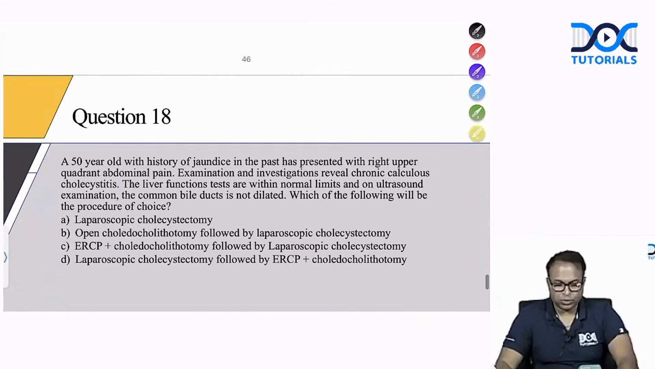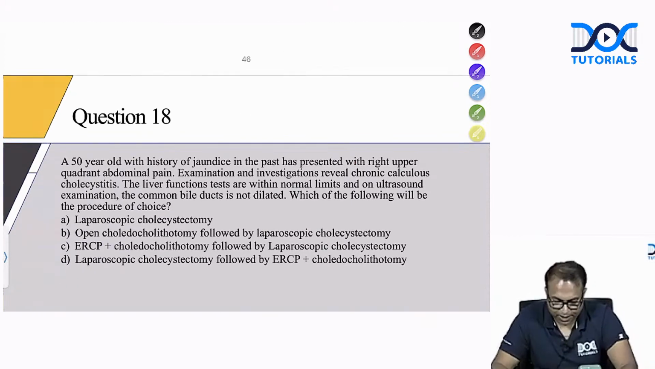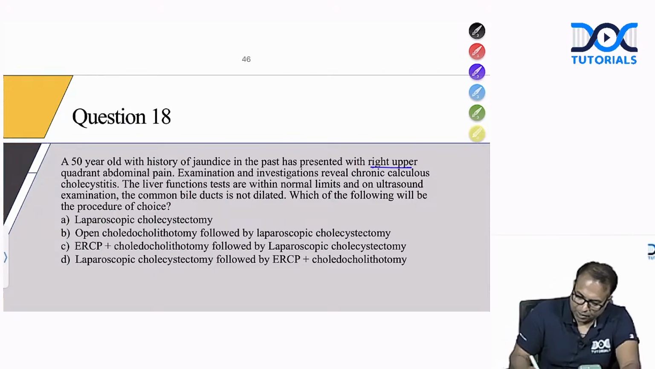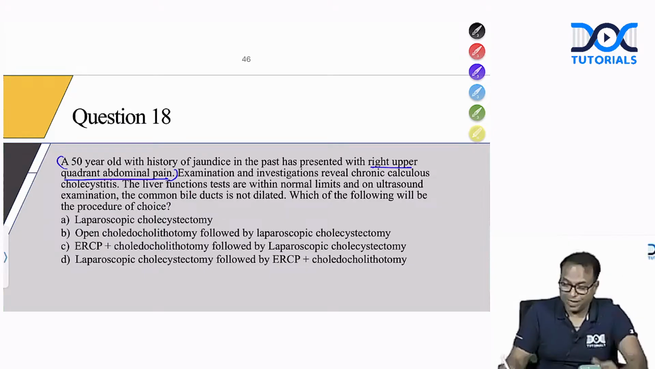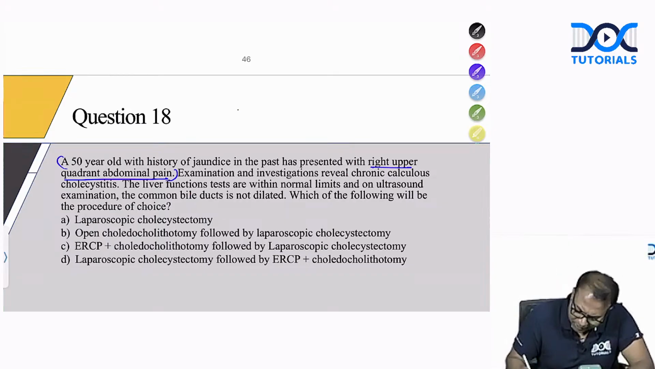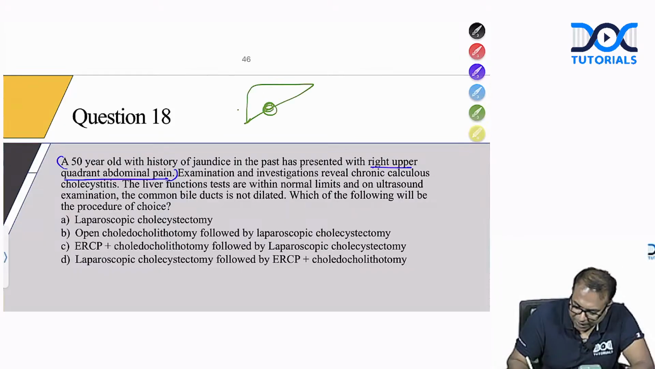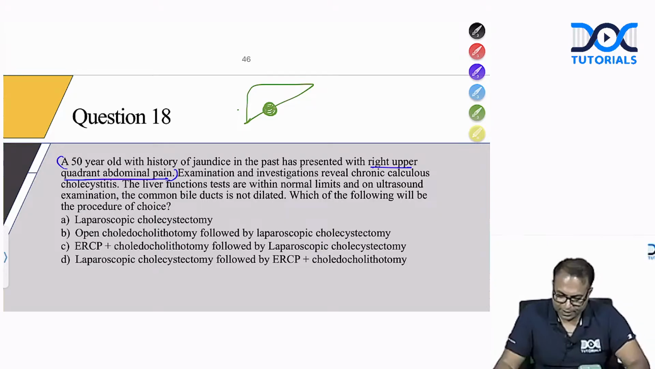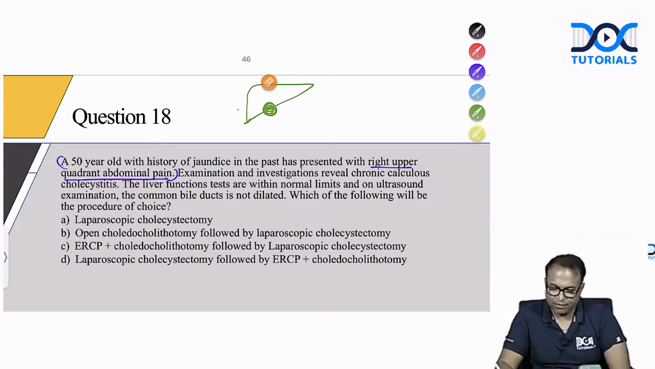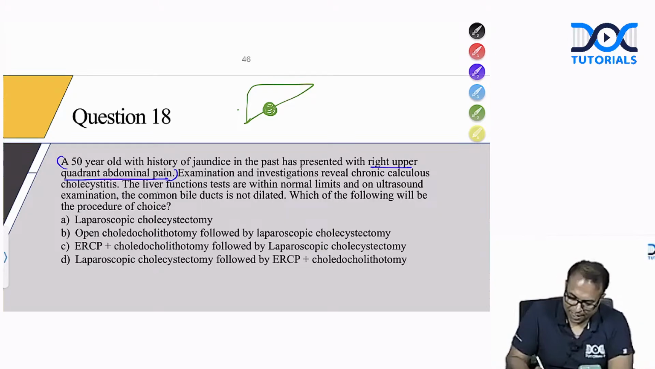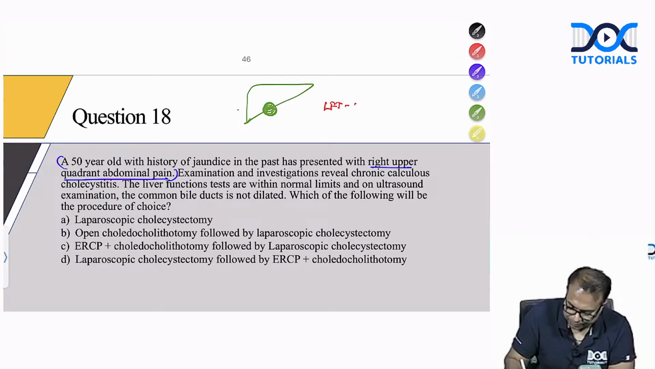So now the 18th question. A 50-year-old patient with a history of jaundice in the past has presented with right upper quadrant abdominal pain. Please understand, interesting question from hepatobiliary. Jaundice in the past, now comes to you with right upper quadrant pain. He is having pain in this place. Examination and investigation reveals chronic cholecystitis. His LFT is now normal.